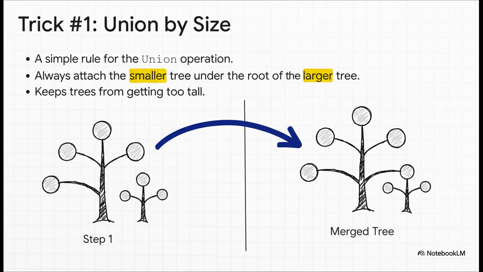So trick number one is called union by size, and it's beautifully simple. It's just a rule you follow when you're doing a union. All it says is, always attach the smaller tree to the root of the bigger tree. That's it. This one little rule does an amazing job of keeping our trees from getting all tall and unbalanced.